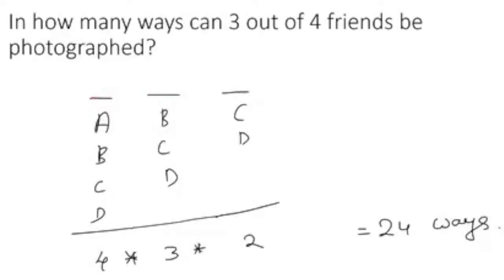Guys, I hope everyone can see the thing here. So here I consider A, B, C, D are the friends. For the first position I can select any one of them. So the next places will be in decreasing order. So that's why the answer is 4 into 3 into 2, 24 ways.